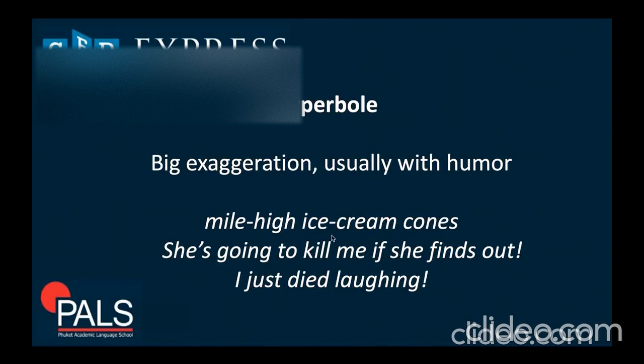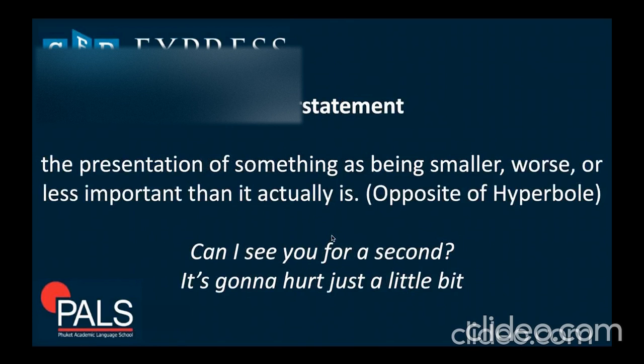Yeah. Moving on. Another example is understatement, which is the direct opposite of hyperbole. Understatement is a presentation of something as being smaller, worse, or less important than it actually is. For example, "Can I see you for a second?" If your boss calls you out of your office, or your teacher calls you and says, "Can I see you for a second?" you know that he or she is not actually going to blink and say, "That's one second, that's that. Go back to your room or go back to your class."